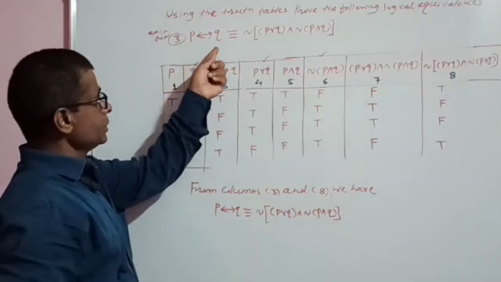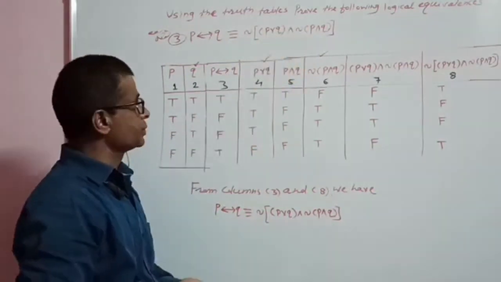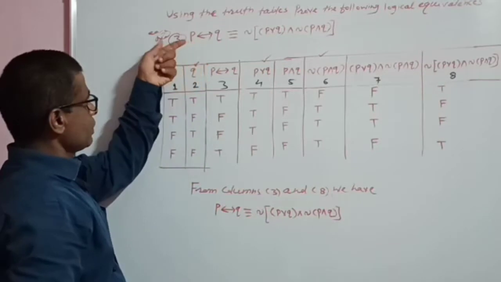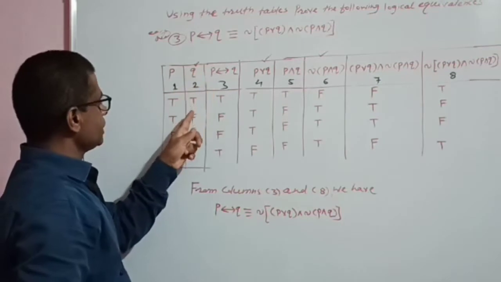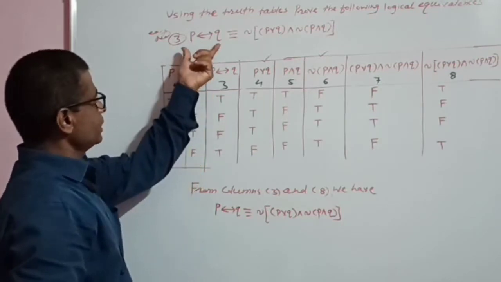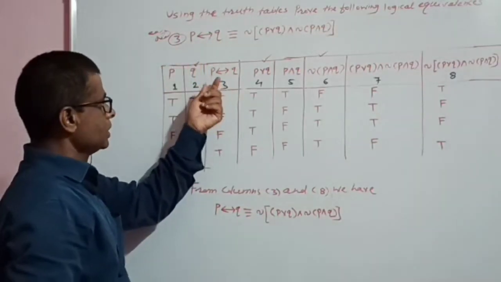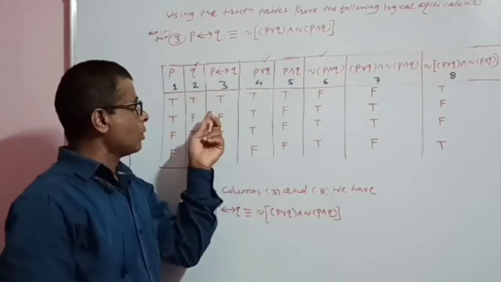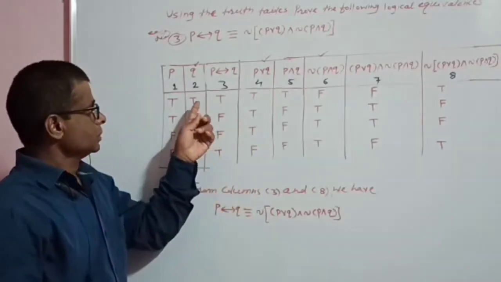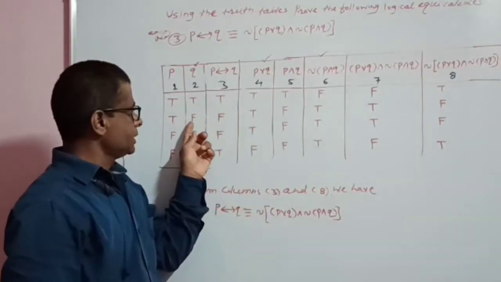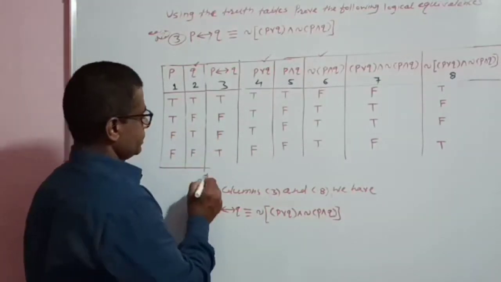P biconditional Q is logically equivalent to negation of P disjunction Q, conjunction, negation of P conjunction Q. First take the truth value of P, that is T T F F. Then truth value of Q, T F T F. Then you find the truth value of the left hand side statement pattern, P biconditional Q. Biconditional is true if both are true or both are false, and it is false in all other cases. So T T T, T F F, F T F, and F F T.